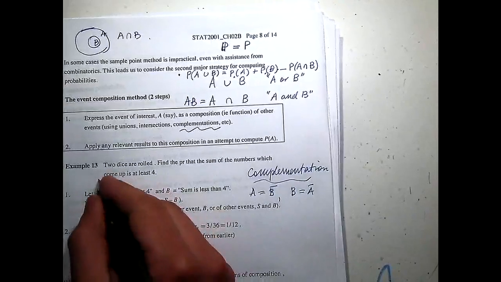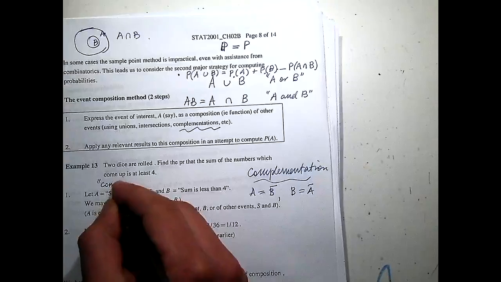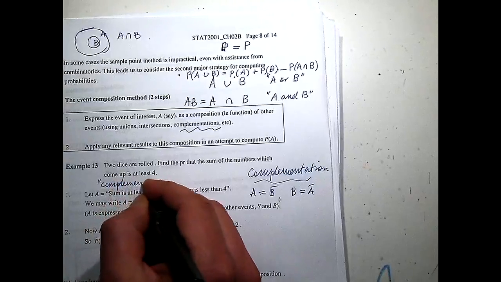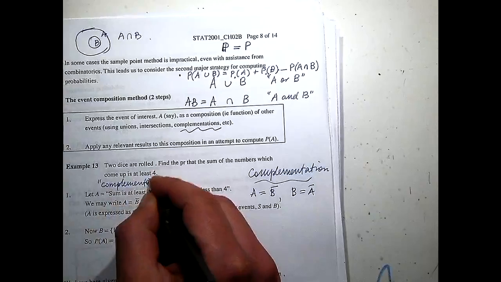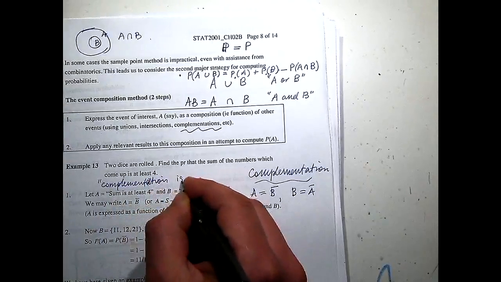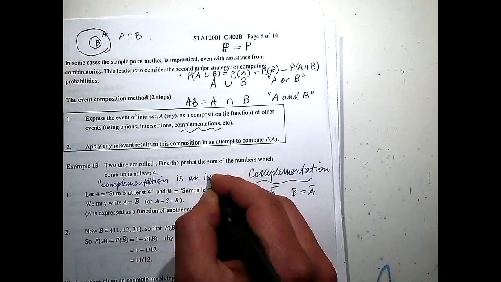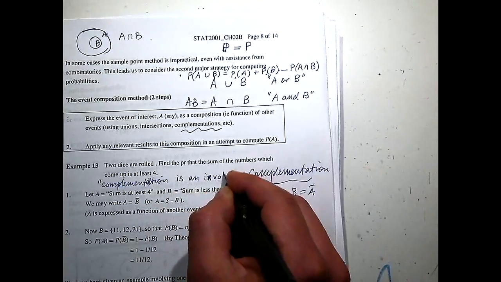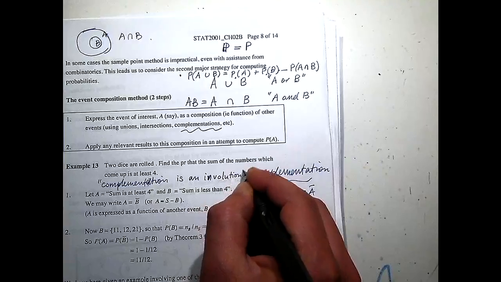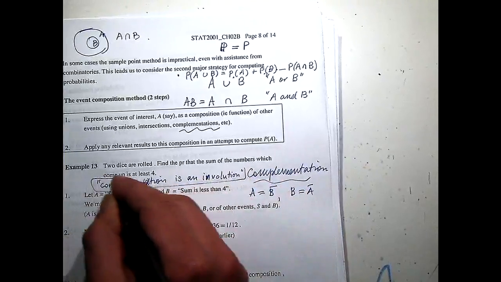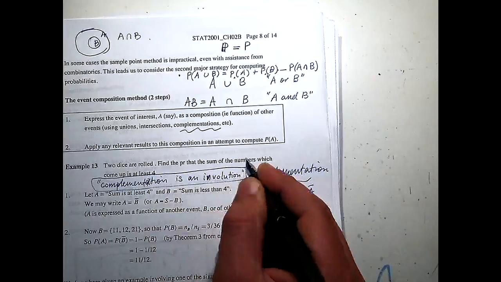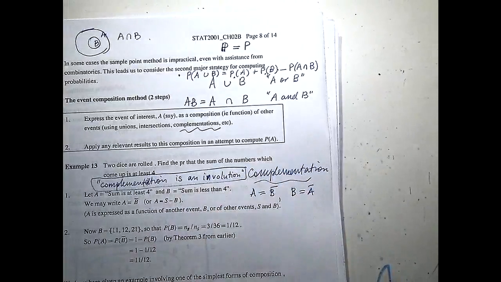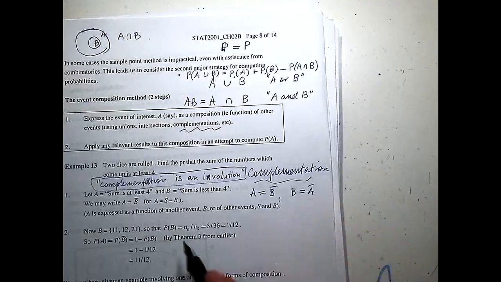In case anyone hasn't heard that before, I could say complementation is an involution, which is a very fancy way of saying it is its own inverse, right? Because if you do it twice, you get back to where you started. A complement equals B. If you complement A complement, then you just get back to A again. So B complement equals A. So complementation is the key thing here.